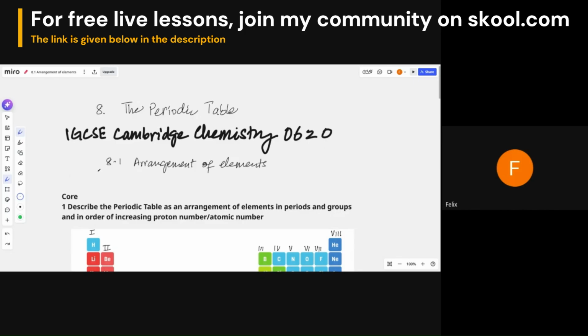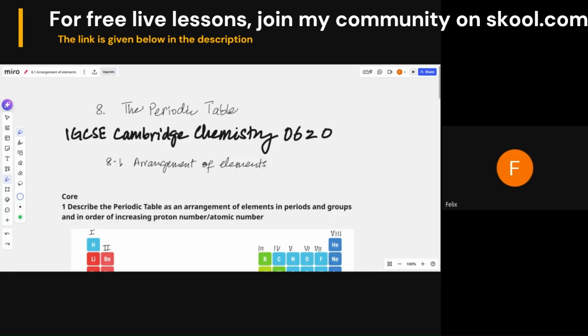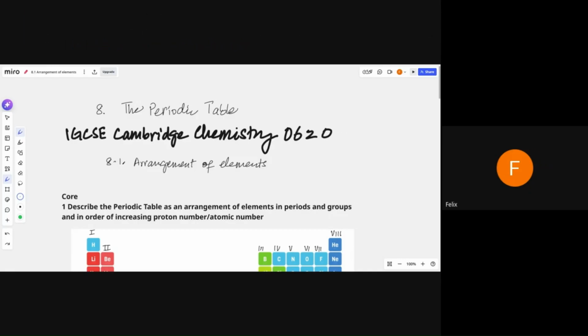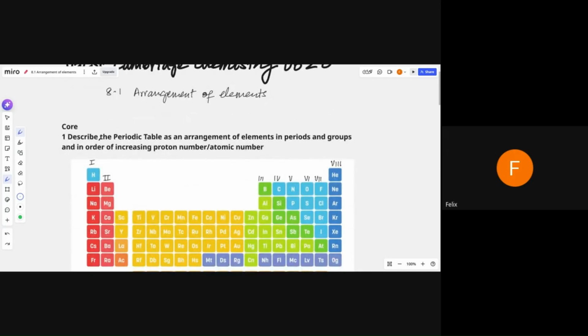Okay, so in this lesson, we will be starting a new chapter, chapter 8, the periodic table. In our previous lecture, we completed acids, bases, and salts, chapter 7. So the first topic of this chapter is 8.1, arrangement of elements. And the first subtopic is: describe the periodic table as an arrangement of elements in periods and groups and in order of increasing proton number, or atomic number, right?